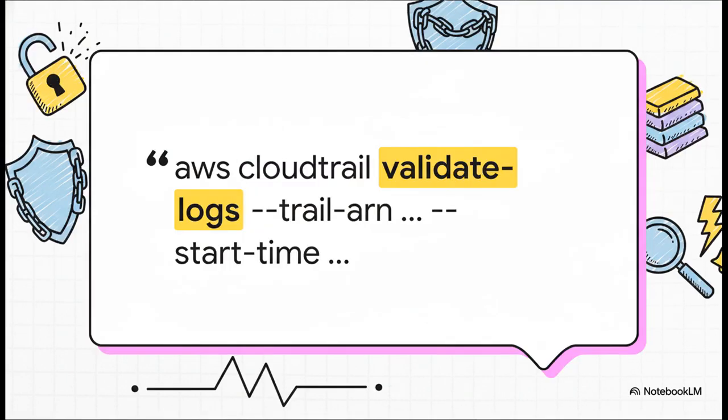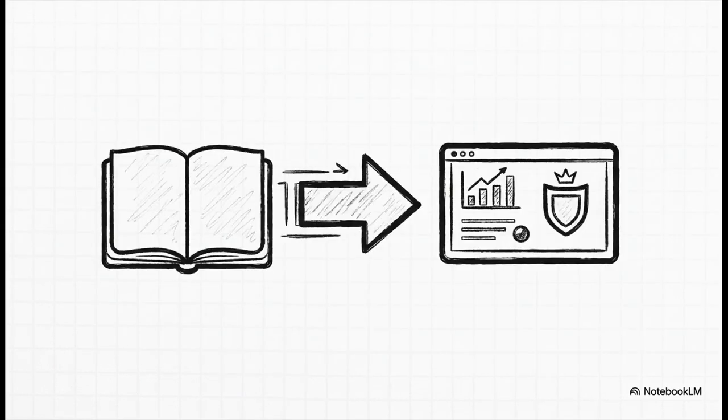When you do, it automatically goes out, grabs the necessary public keys from AWS, verifies that the signatures on those digest files are valid, and then checks that the fingerprints inside match the actual log files. It tells you, with cryptographic certainty, yep, these logs from this time period are exactly as we delivered them. Nothing's been touched.